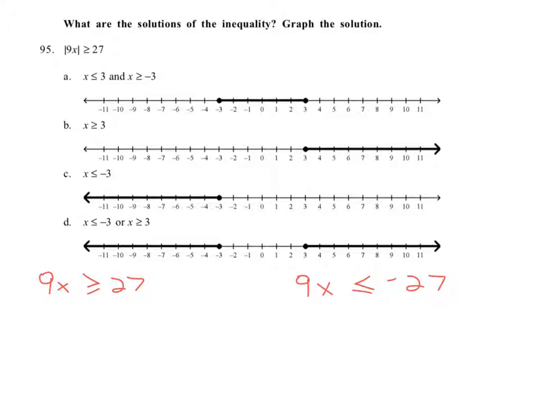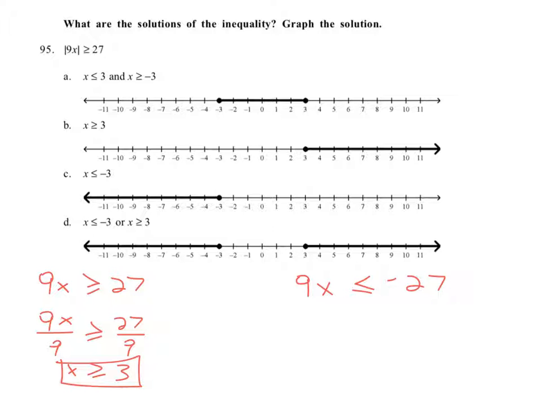And then we've got to just solve it. So how do we solve this? We say 9x divided by 9 is greater than or equal to 27 divided by 9. And when we simplify that, we get x is greater than or equal to 3. That's going to be one of the pieces we need.